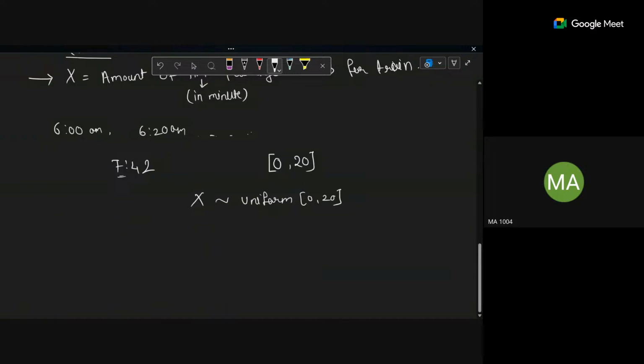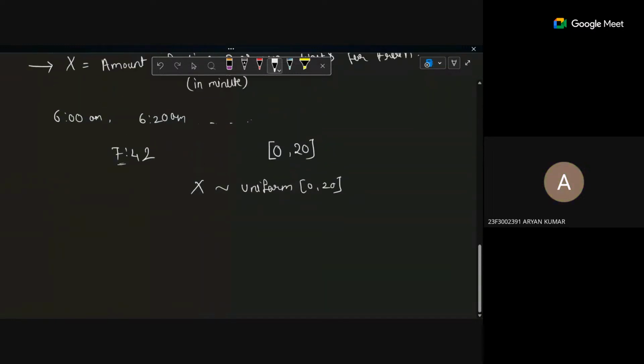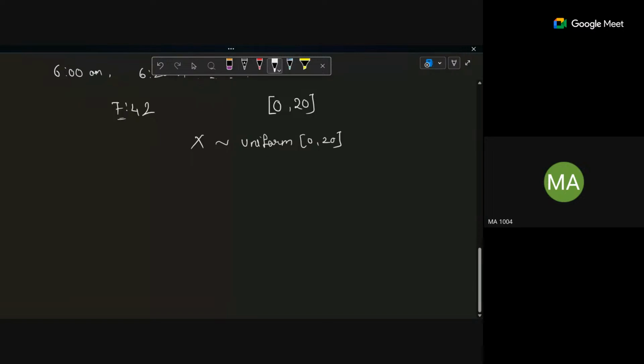Is it fine for everyone? Any doubt? I explain this because they may ask you the question with just a scenario, so you should be able to decode what your PDF is. Once you know that x is following a uniform distribution, you are able to find f(x) even if they do not give it. Here we have provided you the PDF, but in case they just give you the scenario, you should be able to find out what your PDF is.